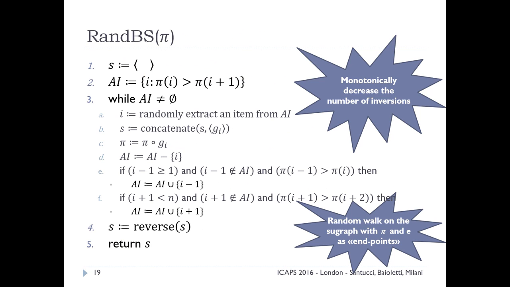The randomization of bubble sort is a theta n squared algorithm, like the classical bubble sort, and it is correct because it monotonically decreases the number of inversions of the permutation. And so at the end, we have one of the random decompositions of the permutation. This is also usable for generic arrays.